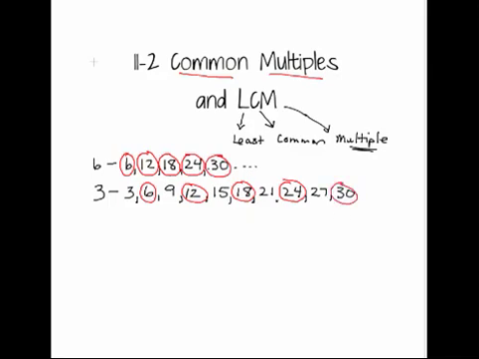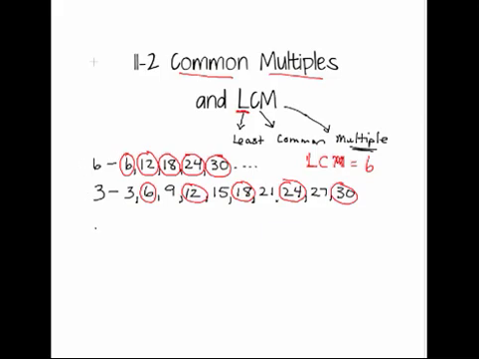All of them from the 6 times tables, they have in common with many of these in the 3 times tables. But we're looking for the least common multiple. That means the lowest one. What is the smallest one that they have in common? You would write your answer like this: LCM equals 6. Because 6 is the smallest one they have in common, although they have all these other ones in common.